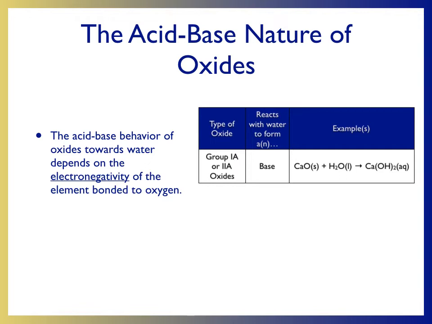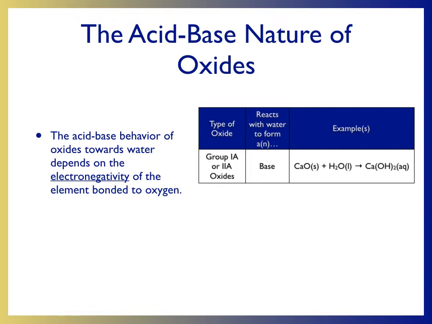The other extreme is when the electronegativity of the other element is similar to oxygen. This means a stronger bond is formed between the oxygen atom and the other atom versus oxygen and hydrogen. These types of oxides tend to form acidic solutions when reacting with water.